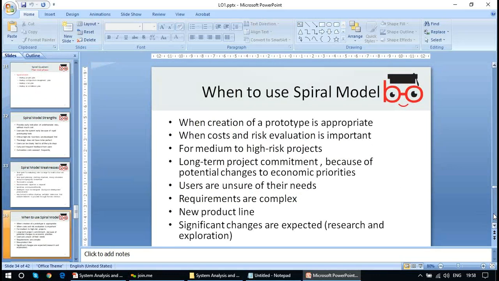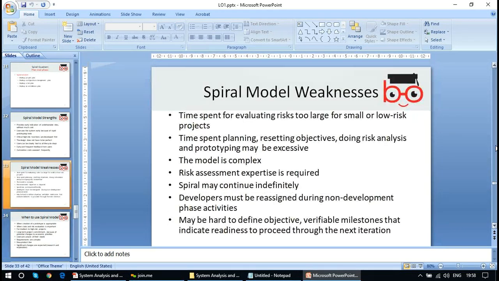So that covers certain advantages and disadvantages of the spiral model. Is it okay if I skip those? Yeah, that's fine, I can read through that. We've gone through it quite a bit already.